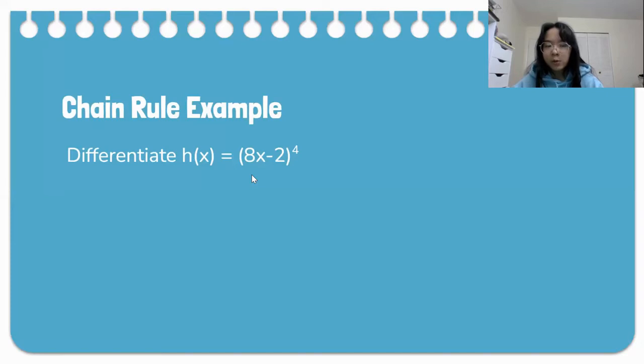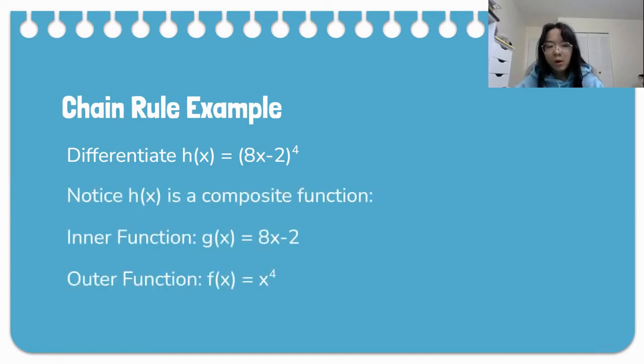Let's do an example for a chain rule. Let's differentiate h of x is equal to 8x minus 2, to the fourth. First, we notice that h of x is a composite function. The inner function, g of x, is equal to 8x minus 2. The outer function, f of x, is equal to x to the fourth.